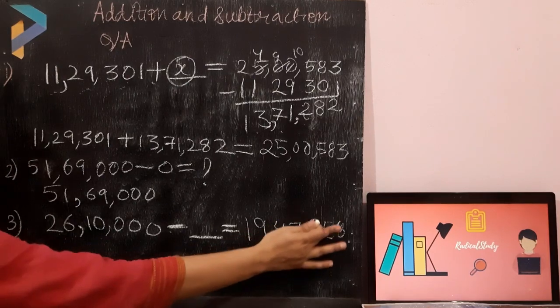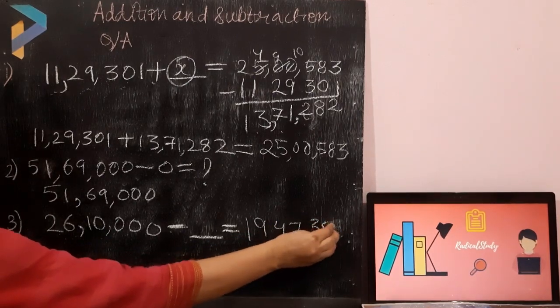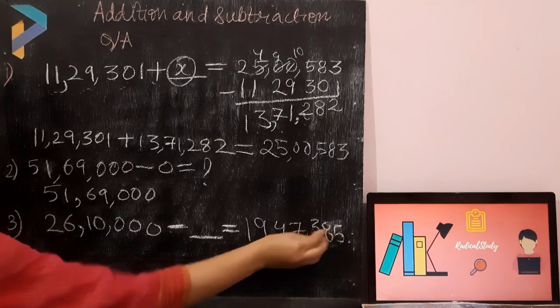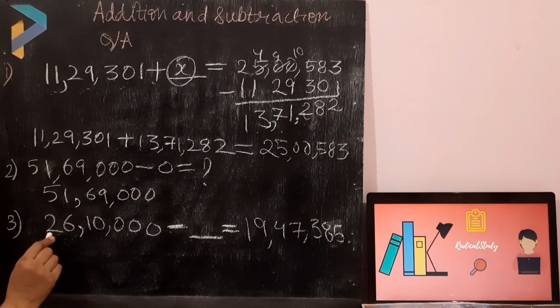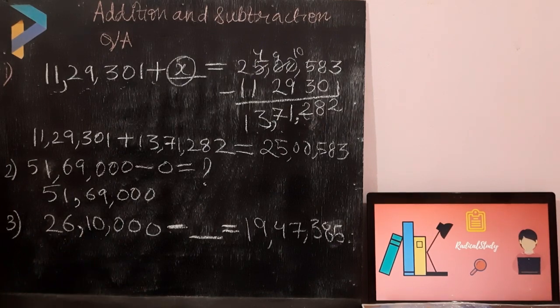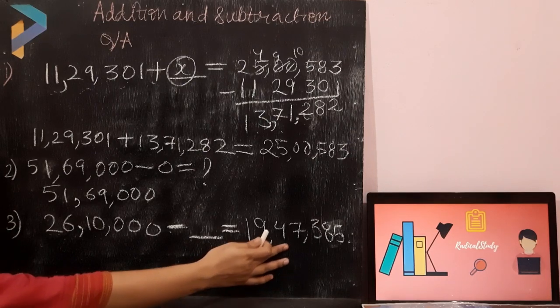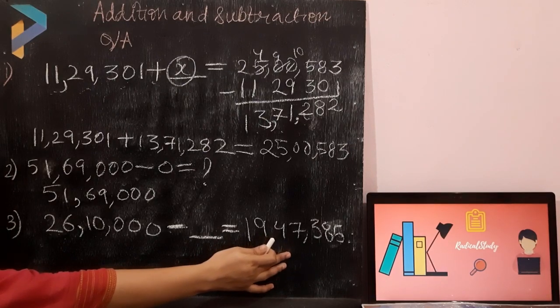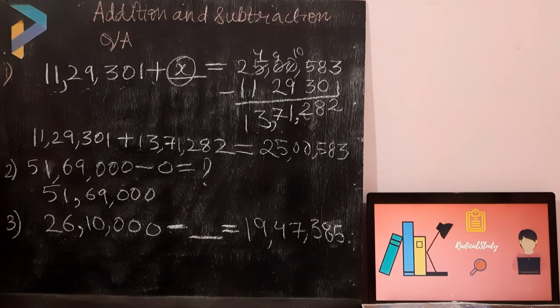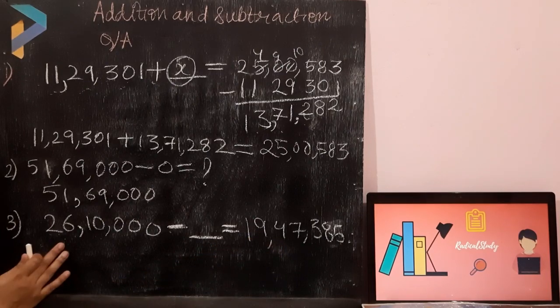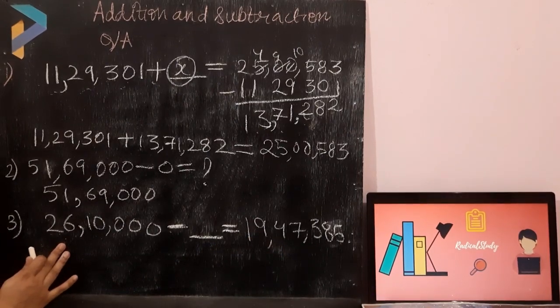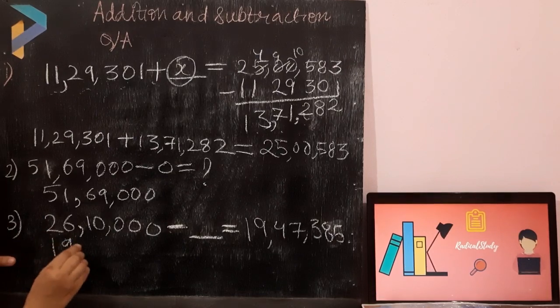It's 385, sorry. Now you have to tell me what should I do in this number in order to find out the solution? 26,10,000 में से हम क्या माइनस करेंगे जिससे हमें 19,47,385 मिल जाए? उसके लिए हमें क्या करना पड़ेगा बच्चों? प्लीज टेल मी. यस, यू ऑल आर राइट. हमको ये यहाँ पे प्लस में है, जब ये यहाँ आ जाएगा लेफ्ट हैंड साइड में, सो इट विल बी इन माइनस.